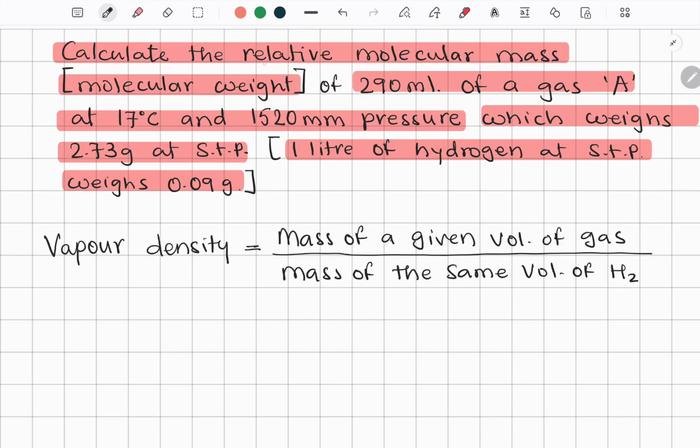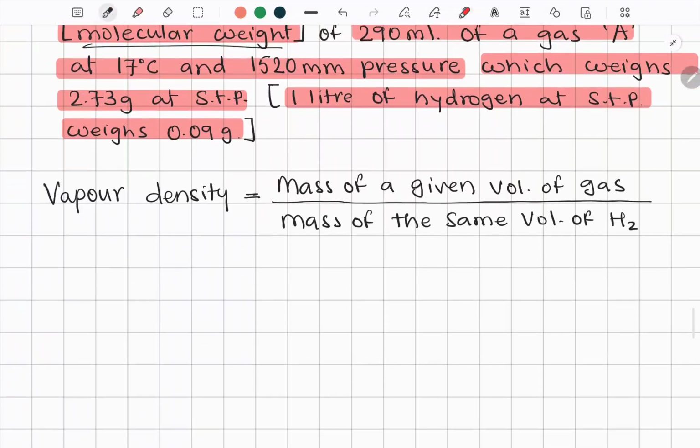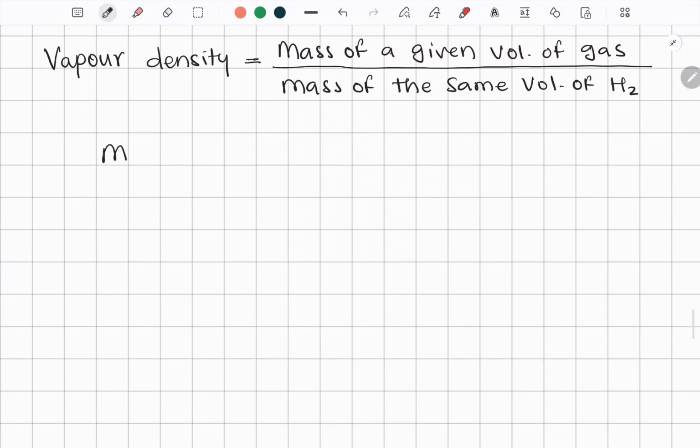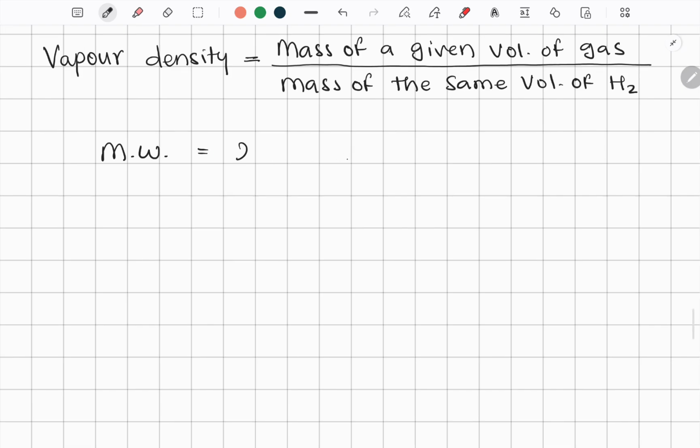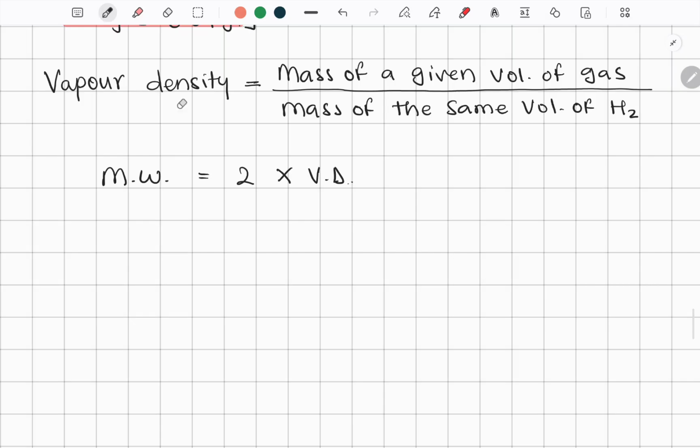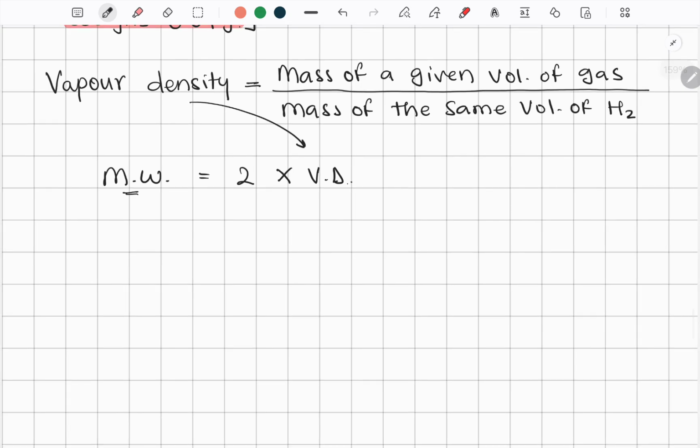Okay, so now let's see what needs to be calculated. We need to calculate the relative molecular mass, or the molecular weight. What is the formula for the molecular weight? The molecular weight is equal to 2 into vapor density. So first we have to calculate the vapor density, and then we'll put the numbers in and multiply by 2, and we'll get the molecular weight.